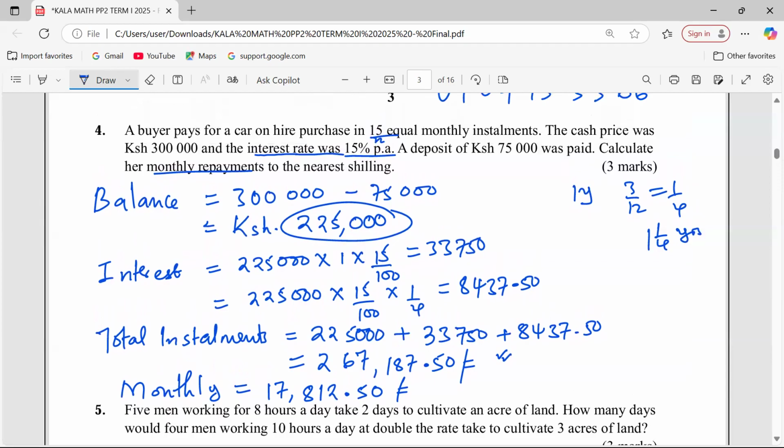We're supposed to understand that whenever you are dealing with hire purchase, there is always an interest charged on the balance. That is what you're supposed to know. And balance is the balance after the down payment has been made. So once the deposit is made, the balance that remains is the one that earns some interest with time.